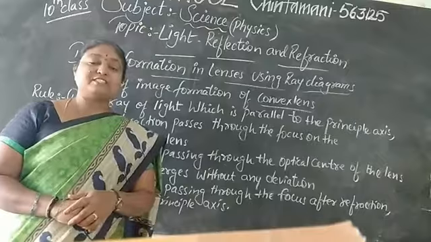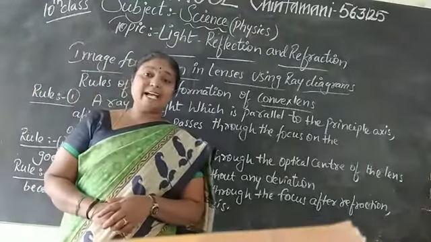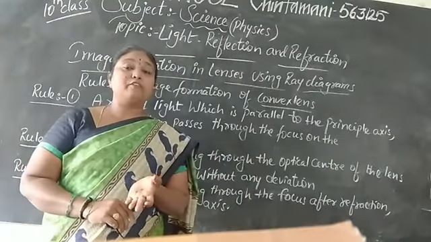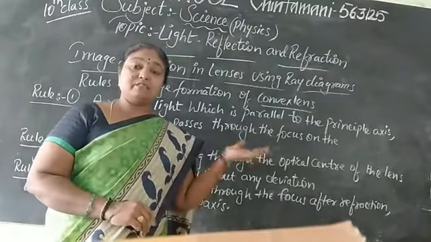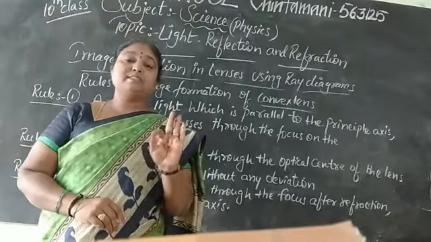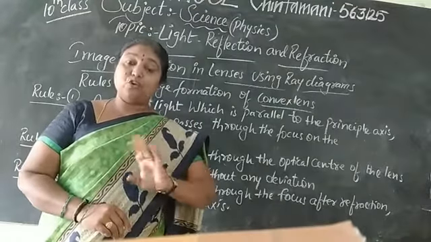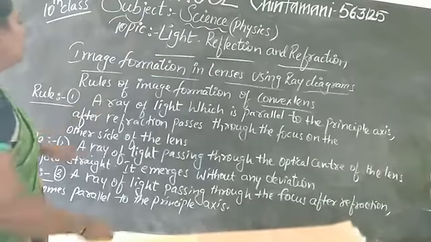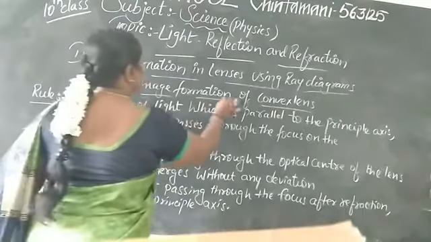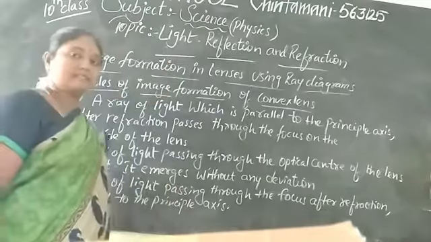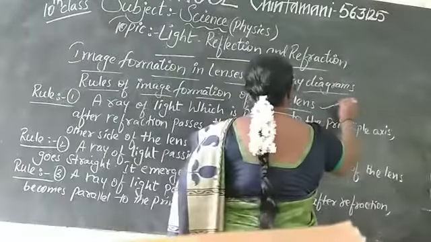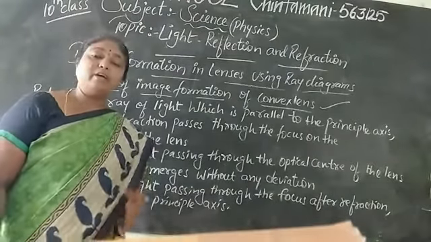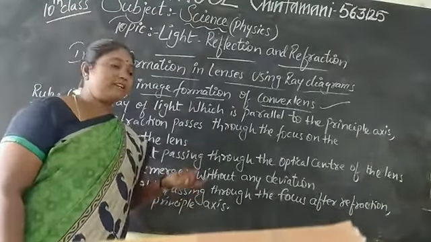For that, first of all, to draw the ray diagrams, we have to follow a few rules, as we have followed for the mirrors. Now let me see what the 3 rules are to draw the ray diagrams. The first rule: we are talking about the rules of image formation of the convex lens. Which lens? Convex lens. We have 2 types of lenses, the convex lens and the concave lens. We are talking about the convex lens.